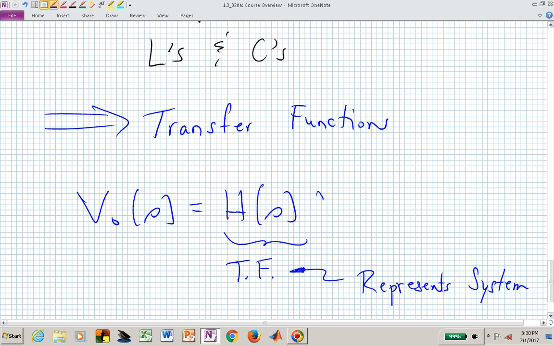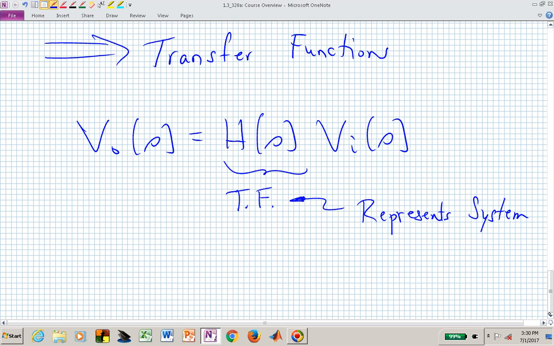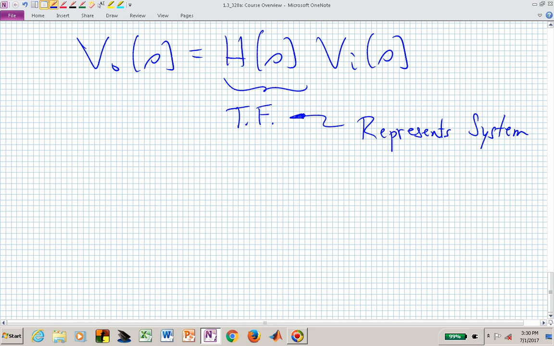But this transfer function now represents our system. And in this class, it most likely will be focusing on a circuit. Now we have this complicated circuit. We want to know from this source voltage, which might be labeled as capital V sub I of S, how do we now analyze that circuit in terms of the behavior at the output, and we'll then label the output as capital V sub 0 of S.